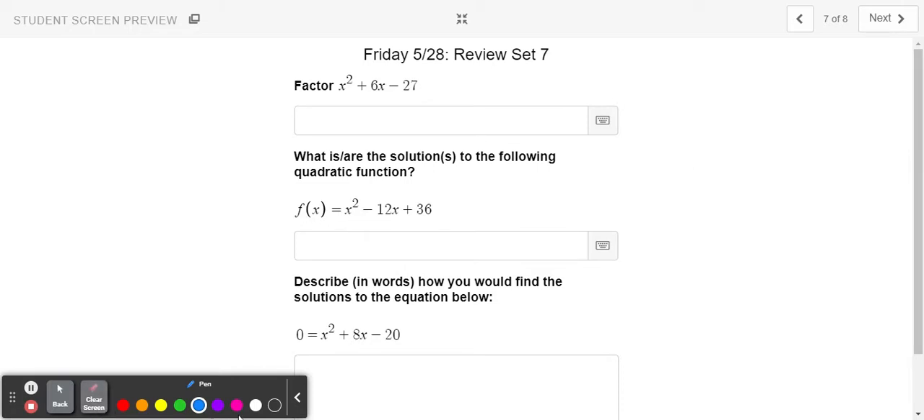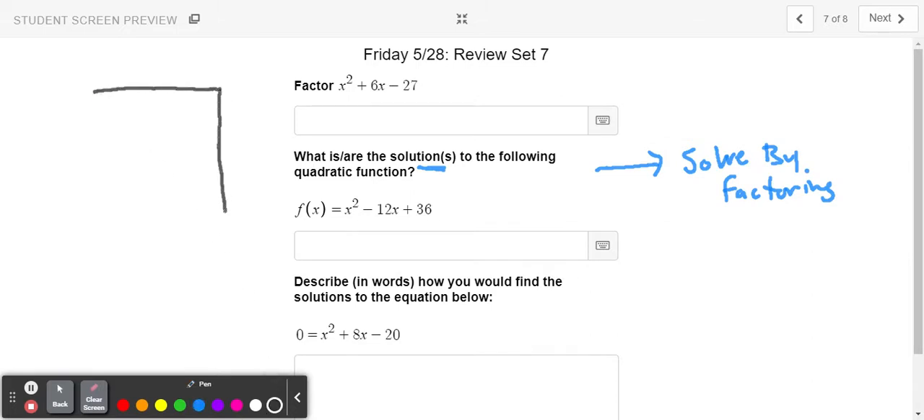All right, you guys. The next problem says, what is or are the solutions to the following quadratic function? Well, remember, solutions, the way we did this this year, we solve by factoring. So we're going to do the exact same thing we did on the previous problem, except we have one additional step after we get our factors. All right, so let's do another practice round of that.